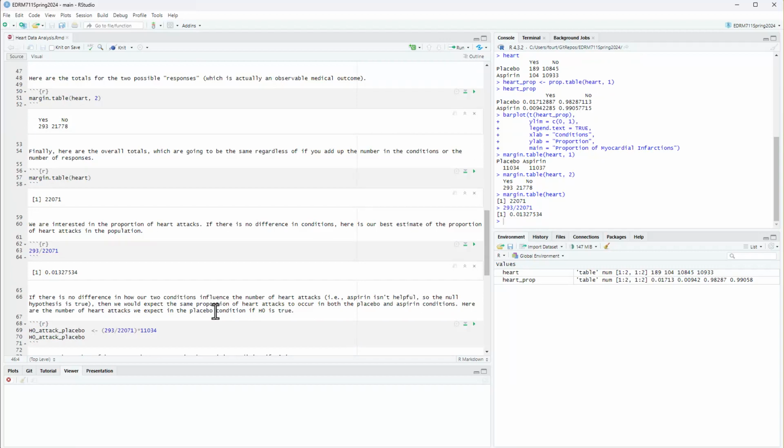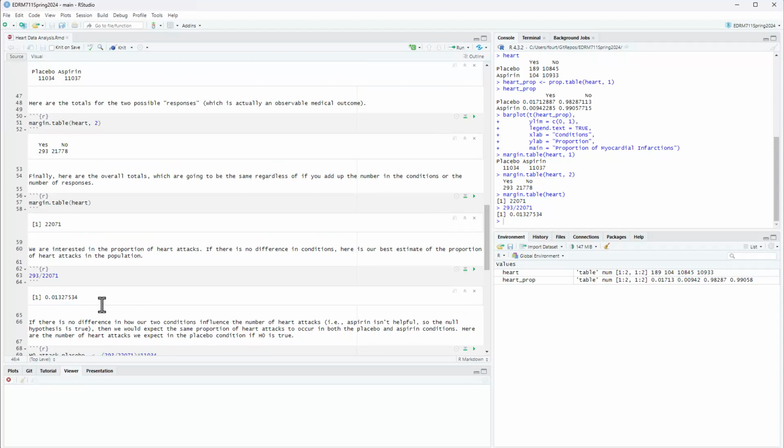If placebo and aspirin in the population have the same number of heart attacks, I can ignore whether people are in the placebo or aspirin group and focus instead on the marginal totals, and that would give me a 0.013, so 1.3%. So I would simply say that the probability of a heart attack, or the proportion of those who will have a heart attack in the population, is 1.3%. Not whether they were in the aspirin or placebo group, just in general. And that's my best guess of what it would be in either of those groups if there was no effect of aspirin.